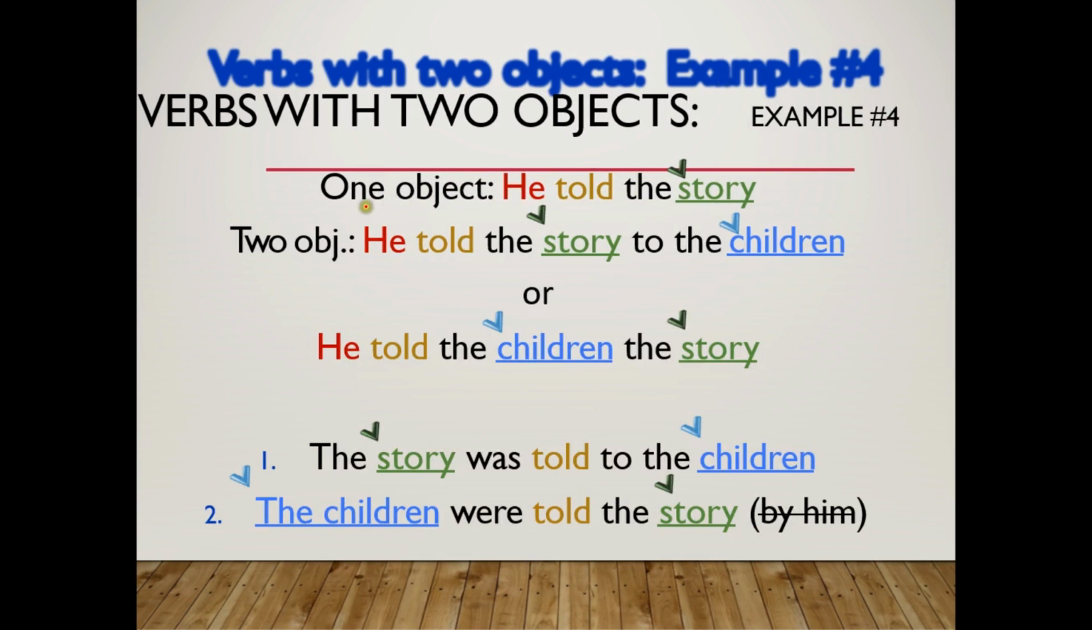Okay. One object: he told the story. Two objects: he told the story to the children. So let's change the two objects. The children were told the story by him. This is the story, one object, the story. And then the children is the other object. Why do you have to use were? Because children is plural, not singular. Okay, remember. Because this is verb 2, you have to use be in the past tense.